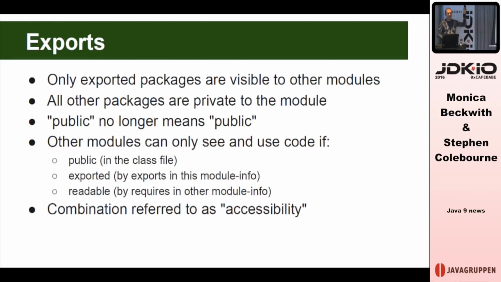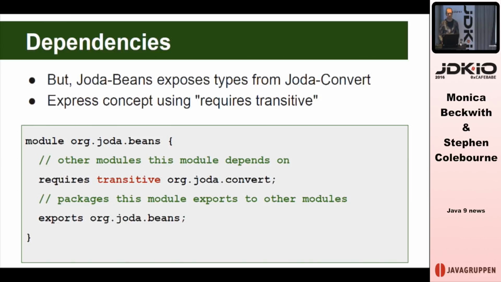So module A has to require module B. Module B has to export the package outwards, and the class has to be public. And only if those three things are true will you be able to use that class. That's quite a lot more to think about. In this combination, they refer to it as accessibility.